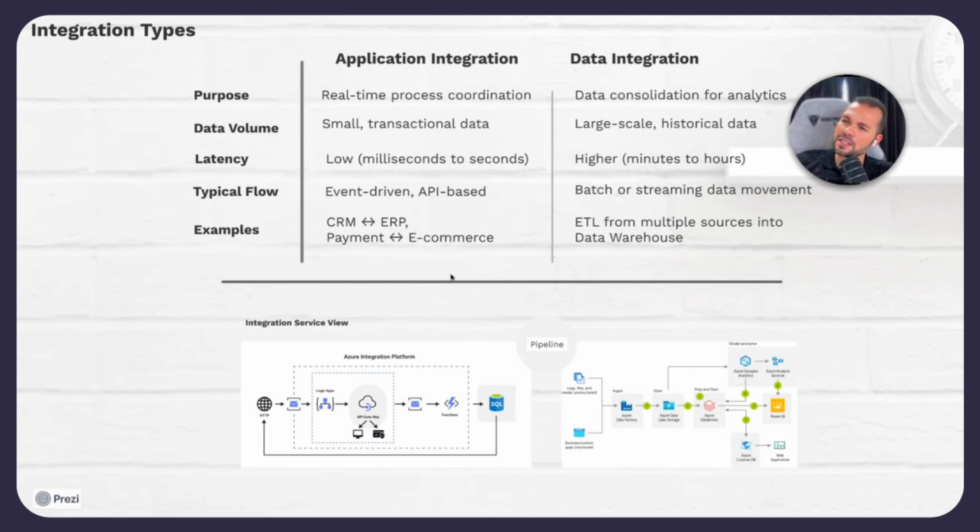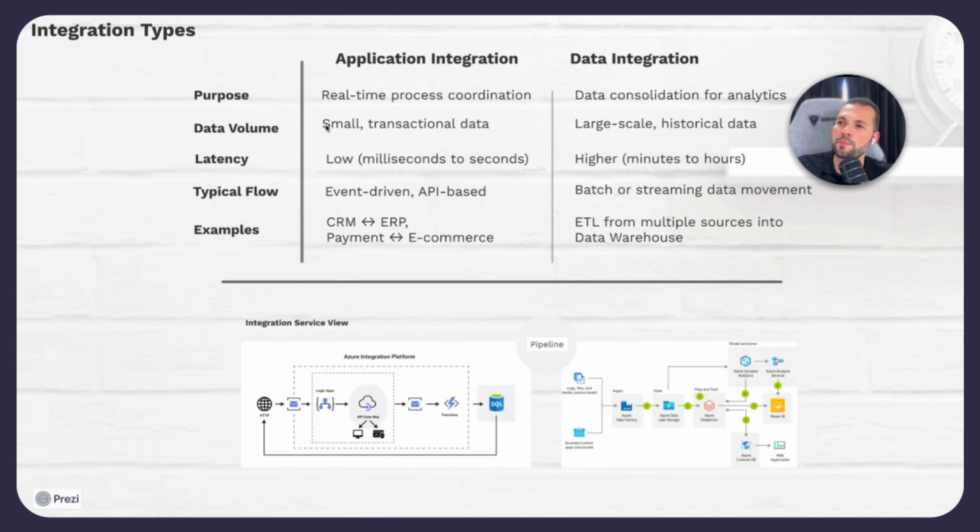Okay, so let's look at that. We have 3 elements to address on the integration architecture side. Let's start with this one, the integration types and service view. And then we'll talk about how integration at scale works, and we'll address also the third element. So integration types, we discussed application integration and data integration.